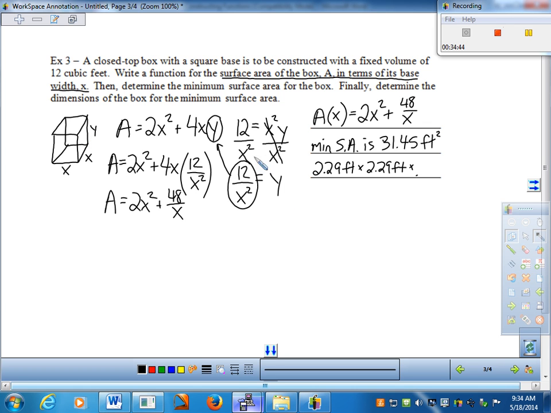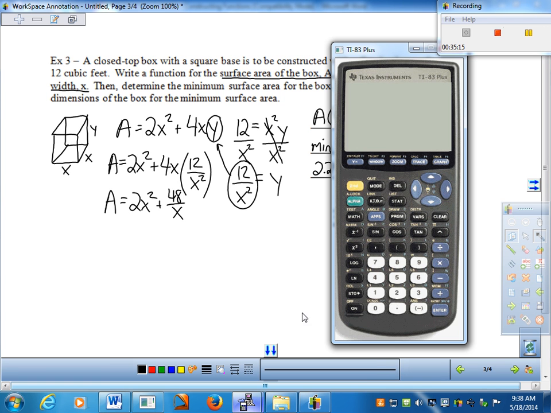I'm seeing this piece. I'm hoping you do as well. That the 12 over the x squared should give us that y value. So always keep an eye on the relationships that you've developed in the problem, and then hopefully you'll start to see a calculation that you can do.